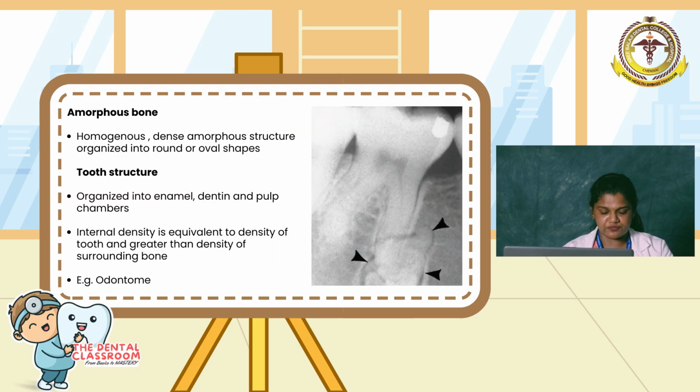The next one is the amorphous bone. This appears to be a homogeneous, dense, amorphous structure which is organized into round oval shapes. And the tooth structure, which is organized into enamel, dentin and pulp chambers. The internal density of such structures is equivalent to the density of the tooth, for example, odontoma.